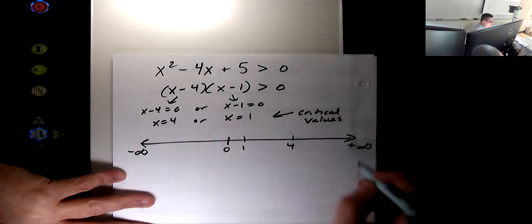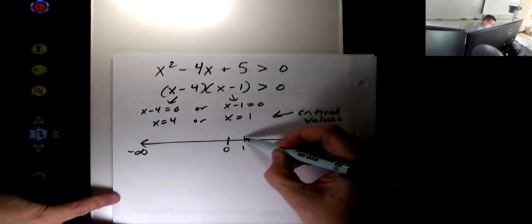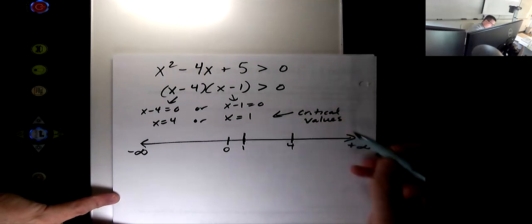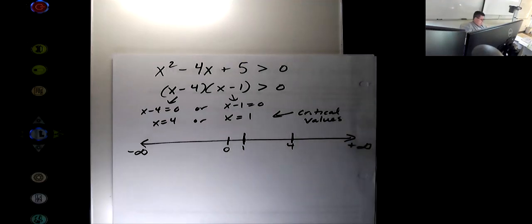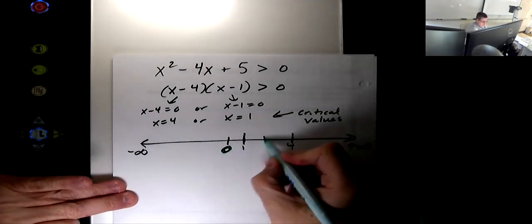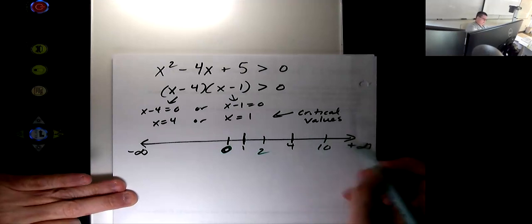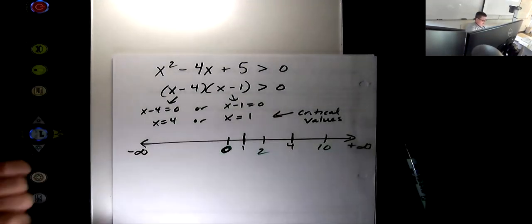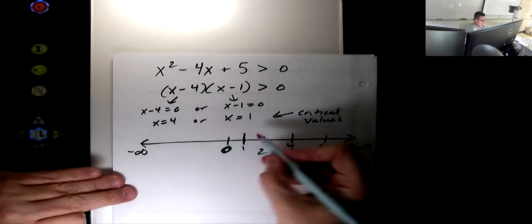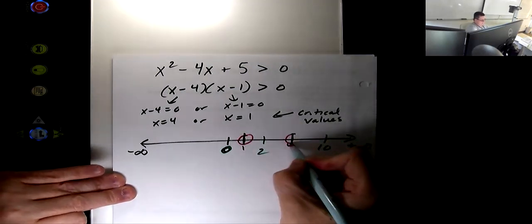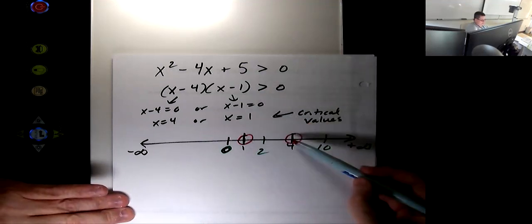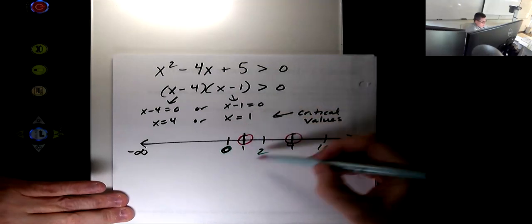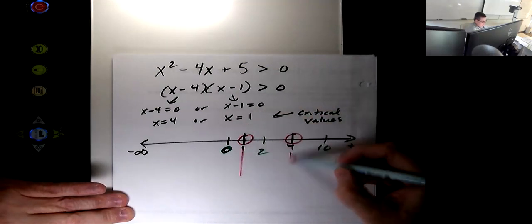Zero is always a useful number to check. And then pick a number that's in each region. So I'm going to use 0 here, 2 right here, and maybe 10 over here. It might be helpful to do your circling of your points right away, and filling them in if you need to. This doesn't fill in, but I can now see where my boundaries are. These are my boundaries, 1 and 4.